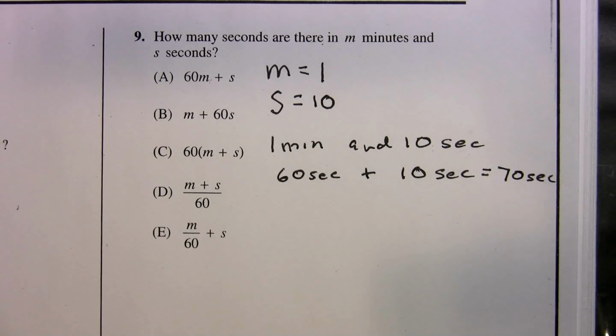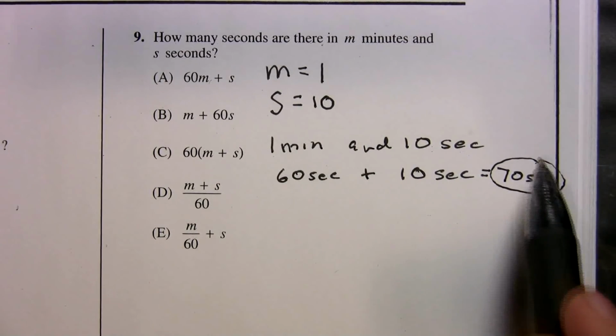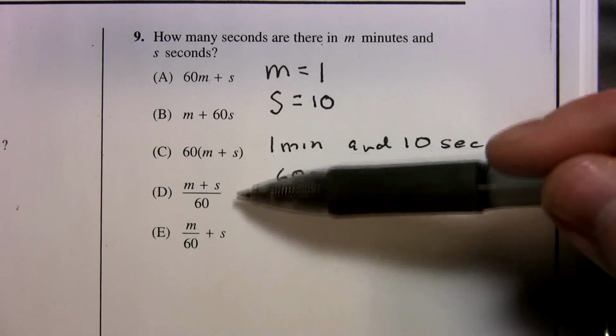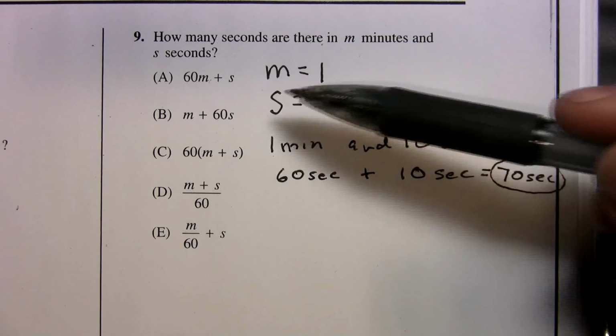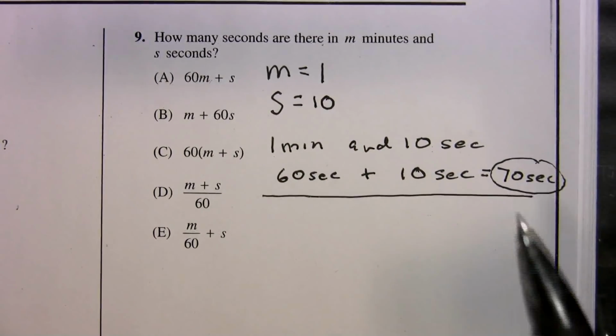Okay, so now we have our final answer, right? We got 70 seconds. This is what I call our magic number. So once you get this number, you have to find that number in the answer choices. All right, so we have to plug in what we picked for M and S into our answer choices. So now let's go and test our answers.